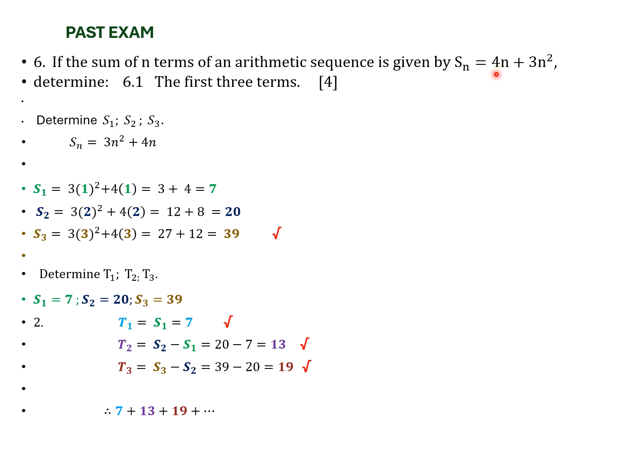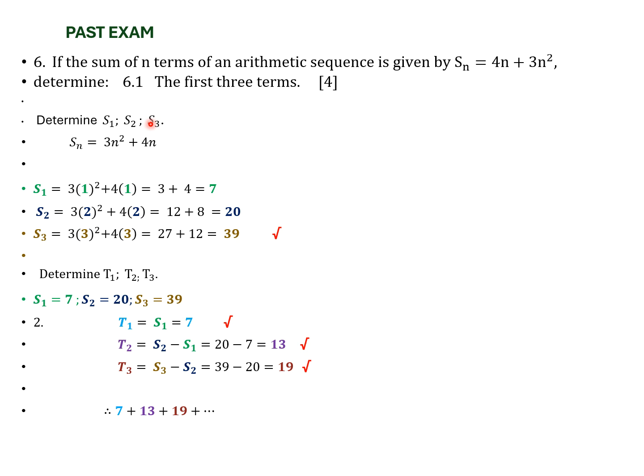For sum 1, if I put in 1, 4 times 1 plus 3 times 1 squared gives me 7. Put in 2: 4 times 2 is 8, plus 2 squared is 4, times 3 is 12, plus 8 gives me 20. And for 3: 3 squared is 9, times 3 is 27, plus 12 gives me 39. So 1 mark for getting sum 1, sum 2, sum 3.